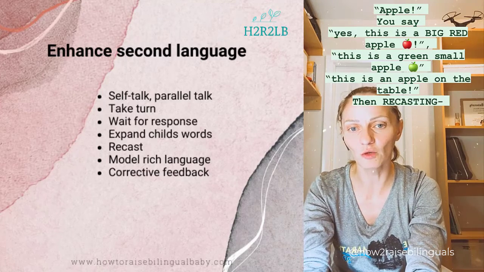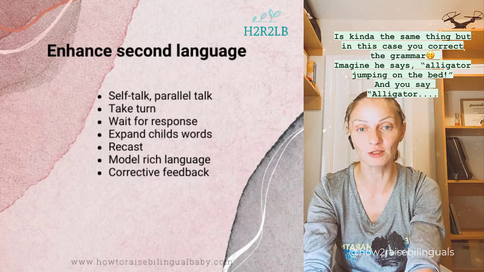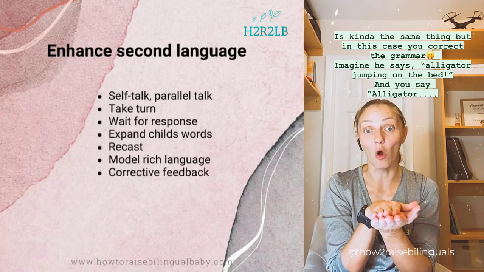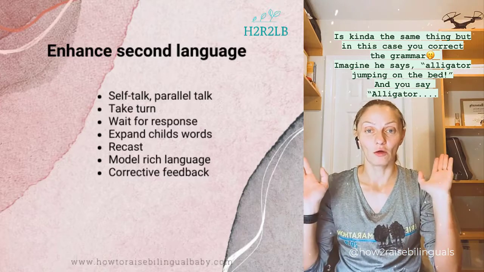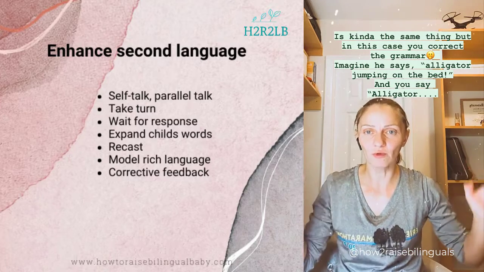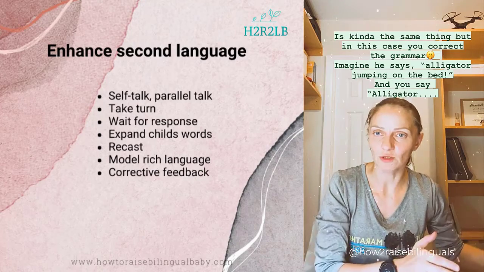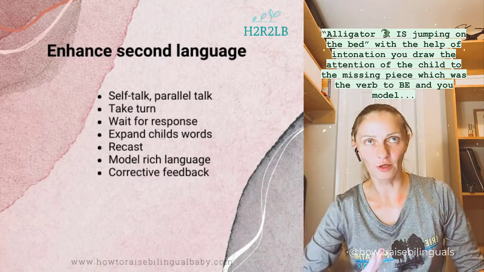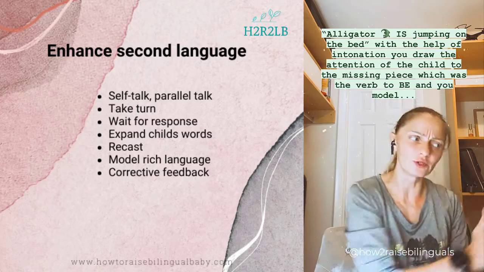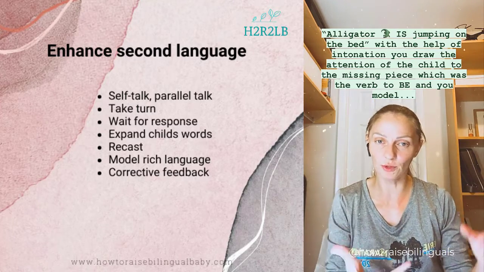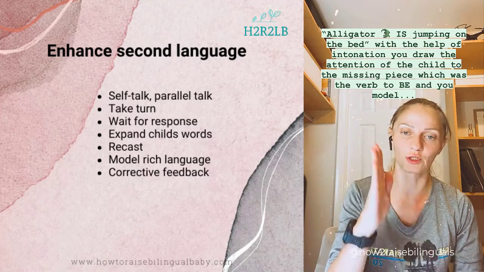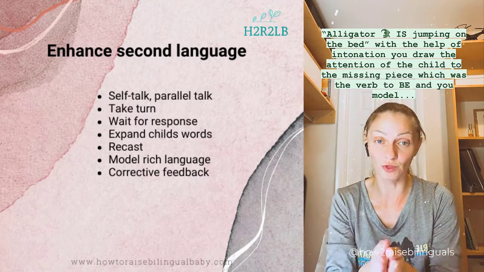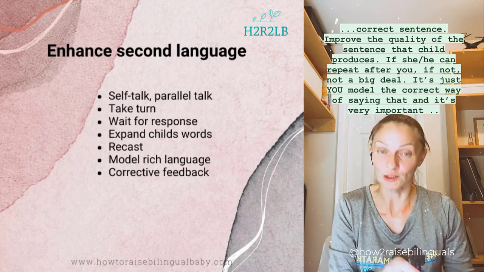And then we have recasting, which is kind of the same thing, but in this case you correct the grammar. Imagine he says, crocodile, alligator jumping on the bed. And you say, alligator. Alligator is jumping on the bed. So with the help of intonation, you draw the child's attention to the missing piece, which was the verb to be, and you model the correct sentence.